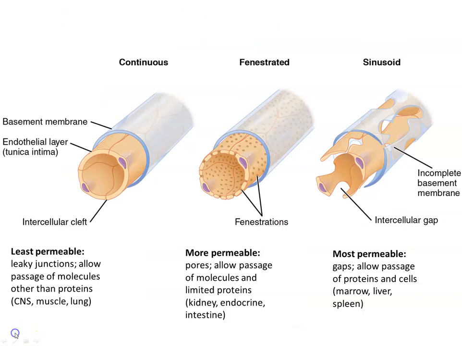Now I just want to go over a very brief and quick anatomy review of the capillary beds. It's not so much to remember all of the information in this slide, but just to see the anatomy, and I'll point out some important differences. So we have three types of capillaries, right? We have something called continuous, fenestrated, and sinusoid.